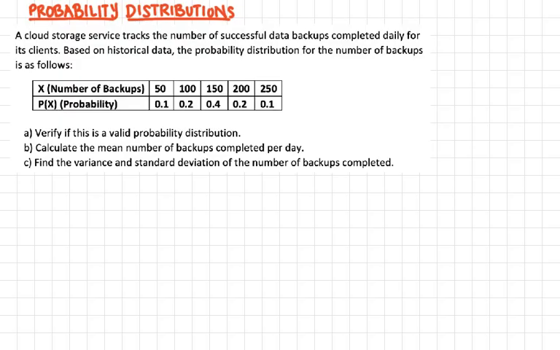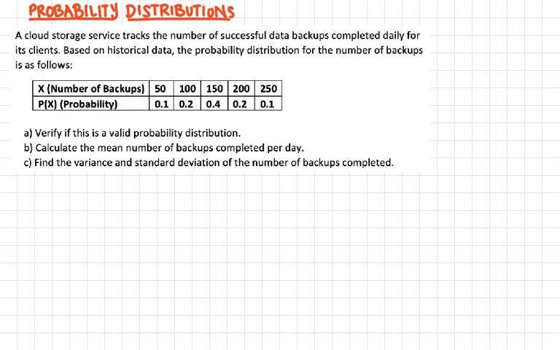Okay, now let's move to questions about probability distribution. So this question gives us a table of values, and it says for the different number of successful backups completed daily for different clients, we have probabilities. So 50 backups completed, that's a probability of 10%, 100 backups, 20%, and so forth. So here we have the table.